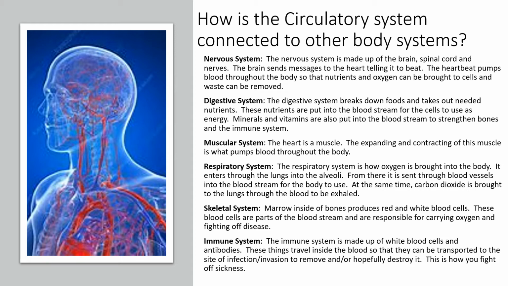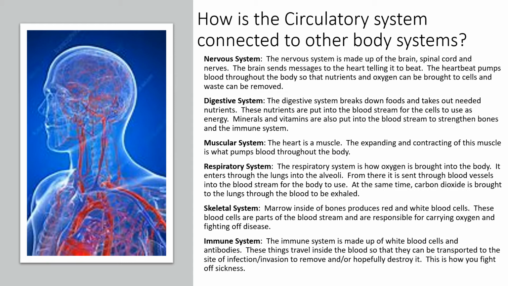be removed. Digestive system. The digestive system breaks down foods to take out needed nutrients. These nutrients are put into the bloodstream for the cells to use as energy. Minerals and vitamins are also put into the bloodstream to strengthen bones and the immune system. Muscular system. The heart is a muscle. The expanding and contraction of this muscle is what pumps blood throughout the body.